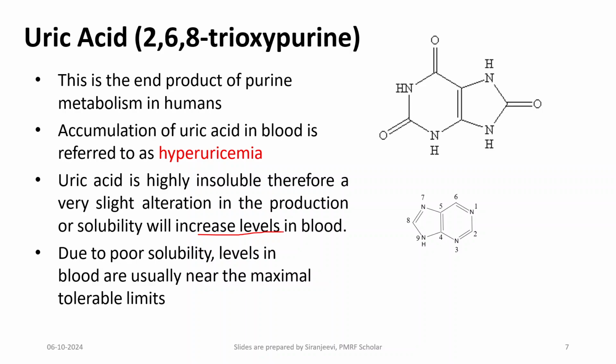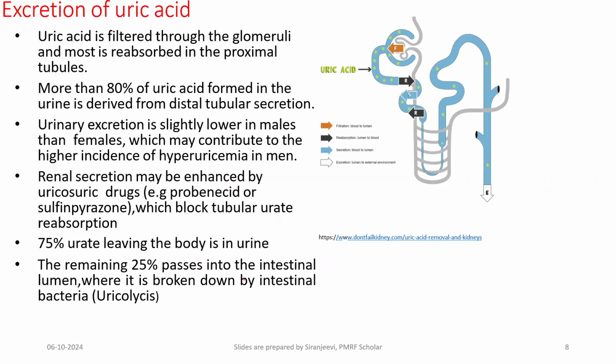The reason is that uric acid is very insoluble. Due to this poor solubility, it usually sediments in places where it should not be sedimented. Usually, the excretion of uric acid takes place through the glomeruli, and more than 80% of the uric acid in the urine is derived from distal tubular secretion.